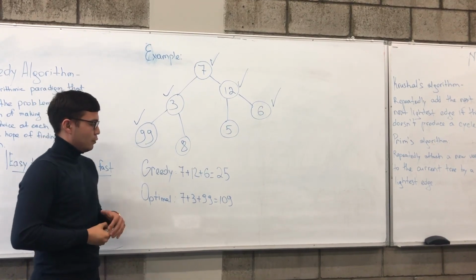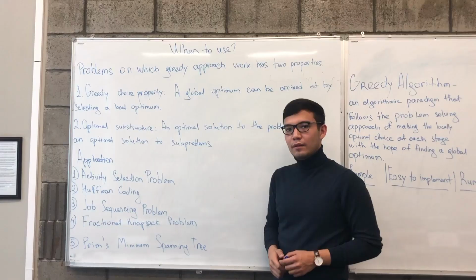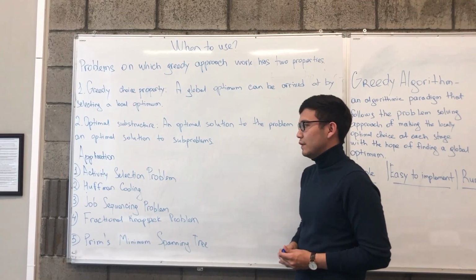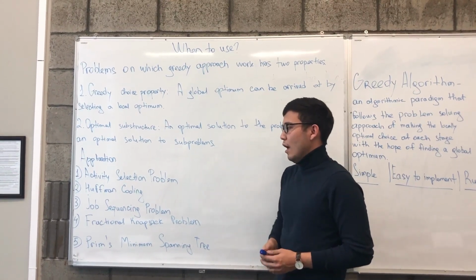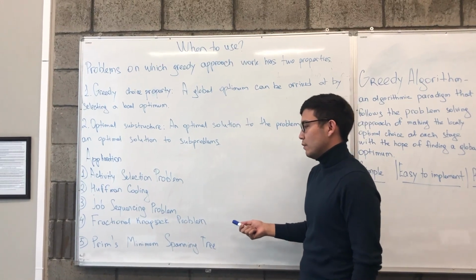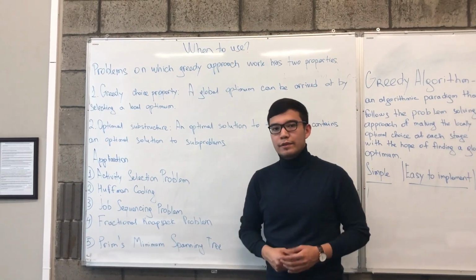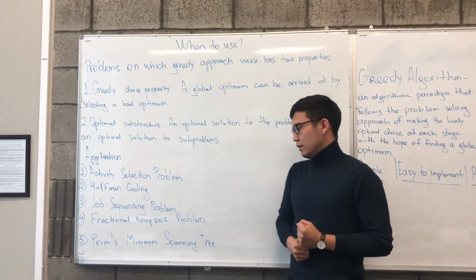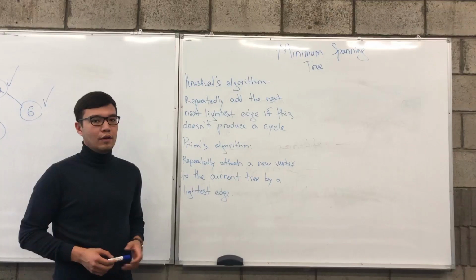So our answer will be 109. So the applications of the greedy algorithm are the activity selection problem, Huffman coding, job sequencing problem, fractional knapsack problem, and Prim's minimum spanning tree. Next, I will explain the example for the minimum spanning tree.